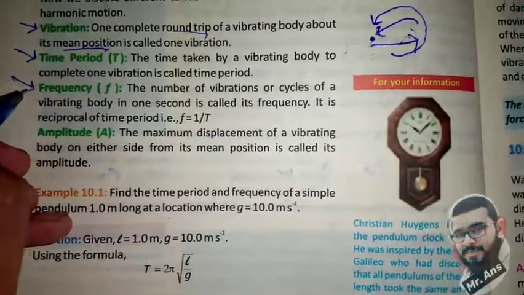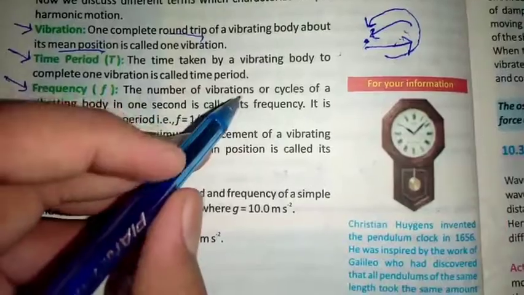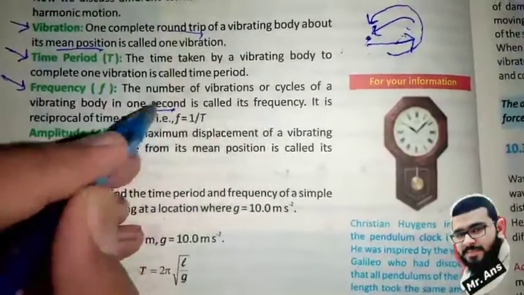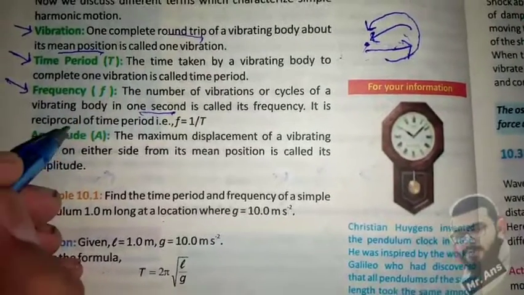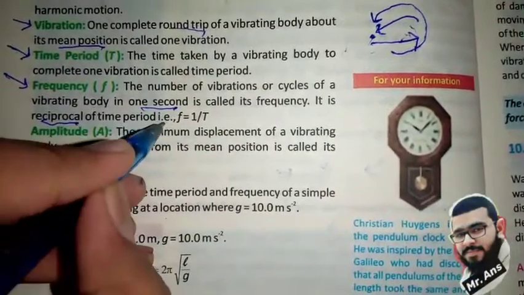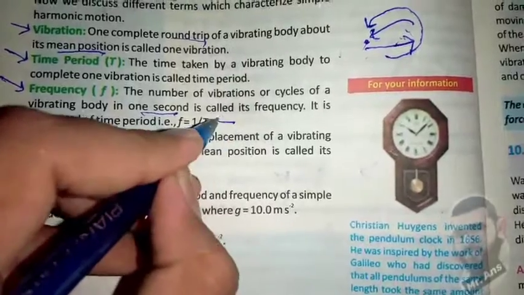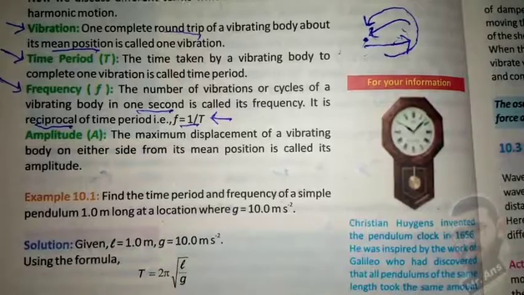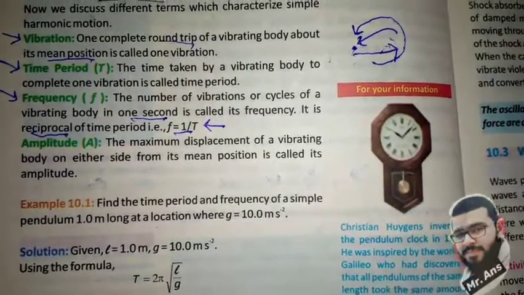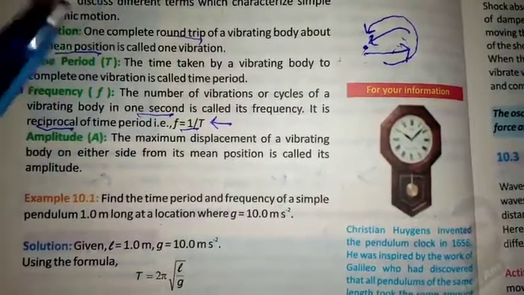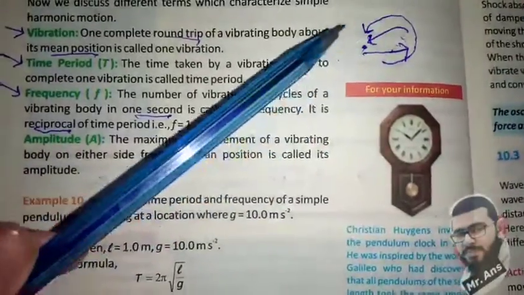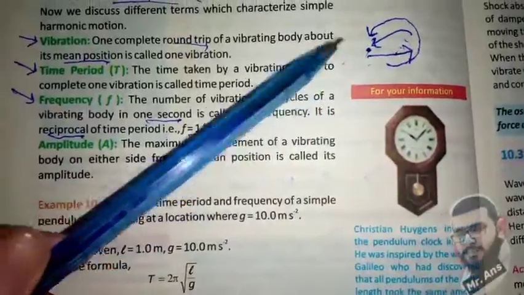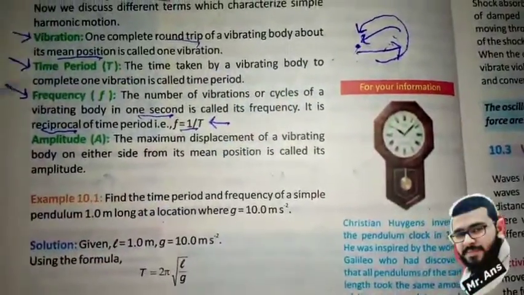Next we have frequency. The number of vibrations or cycles of a vibrating body in 1 second is called its frequency. It is the reciprocal of the time period. So frequency is related to time period and also to vibrations. So in 1 second, how many times this body vibrates is our frequency.